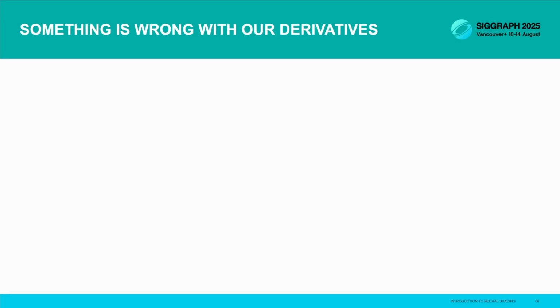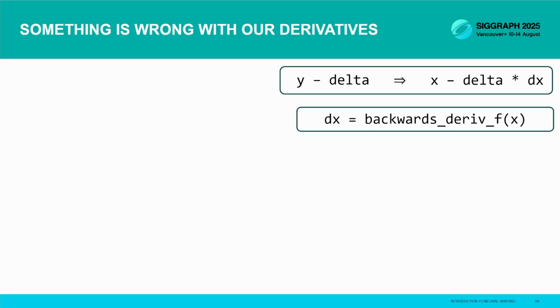Well, there's a complication here that has to do with our optimizer. If you recall, we used the formula at the top of the slide to take an optimization step, and that depends on the derivative of the function that we want to optimize. And there's actually a small problem with how we compute those derivatives.